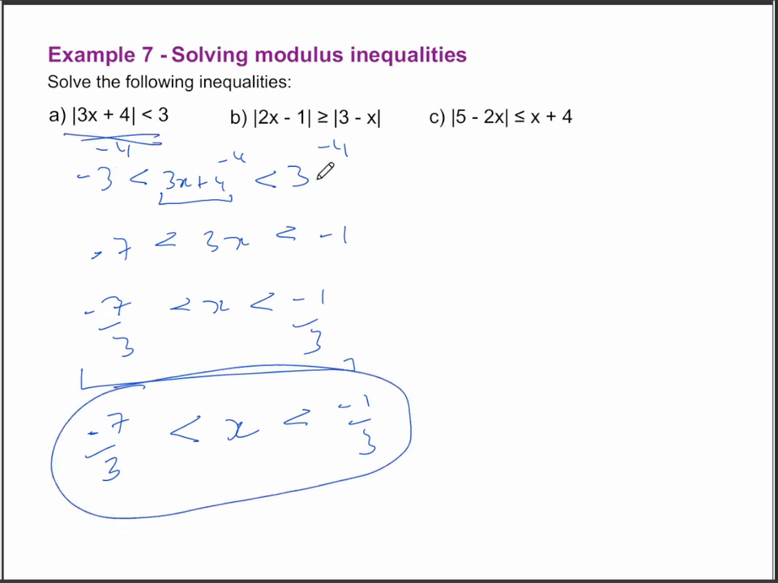For B, we're going to use a different technique. We're not going to do the negative and the positive. We're just going to square both sides because both of them are moduluses, and we can, remember, eliminate moduluses using method 3, which is squaring both sides.